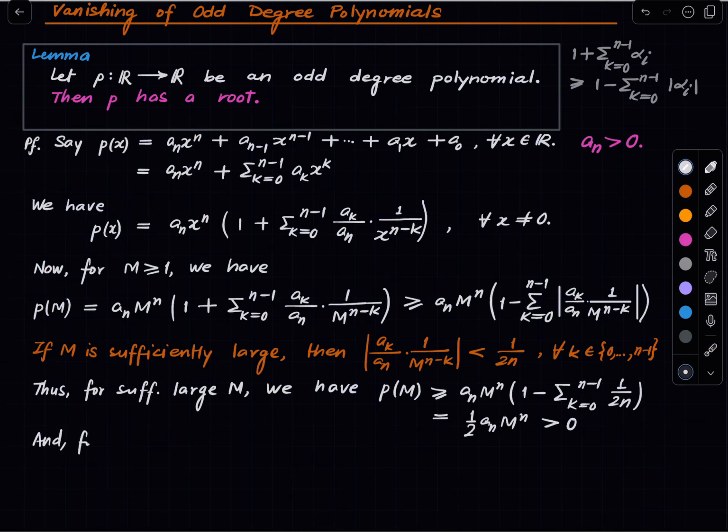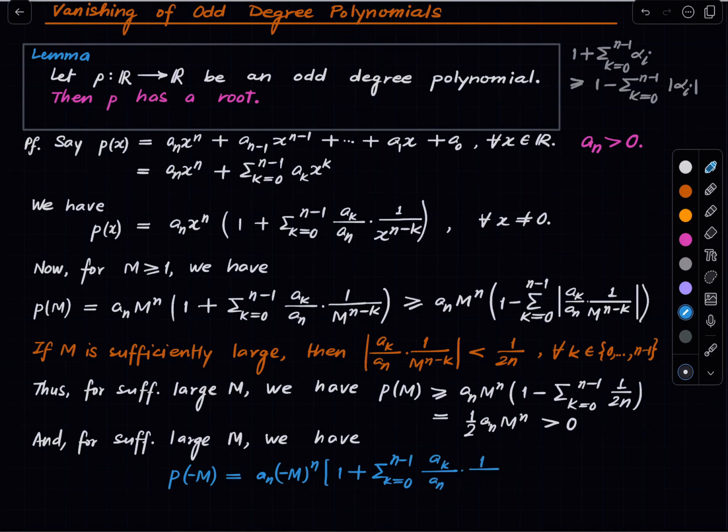And for sufficiently large m, we have p of minus m, which is nothing but, by definition, equal to that much, which is less than or equal to.